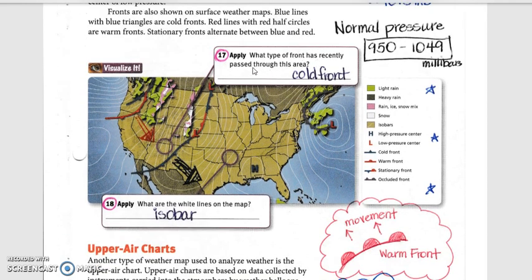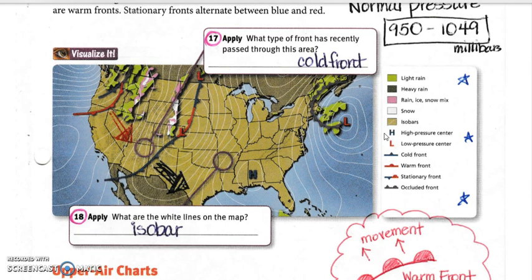What type of front has recently passed through this area? Okay, well, we need to talk about what fronts are. The image over here is kind of small, although I hope you guys can see it. Let me see if I can enlarge it a little bit. There we go. H's stand for areas of high pressure. L's stand for areas of low pressure. Generally, high pressure is associated with clear skies, nice weather. Low pressures are more commonly associated with rain or cloudy weather.